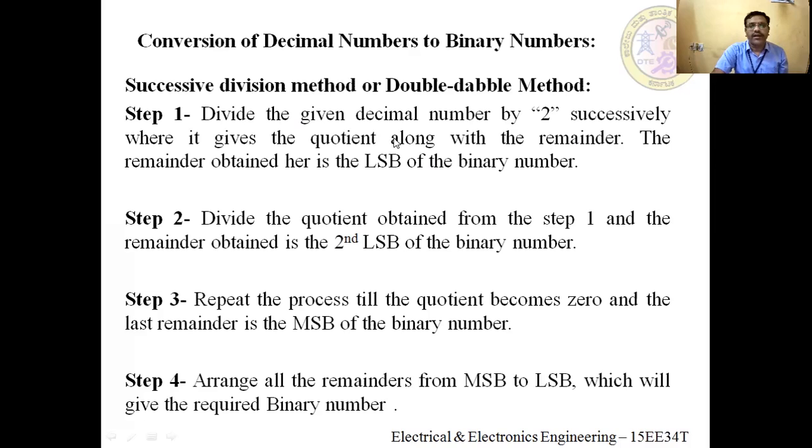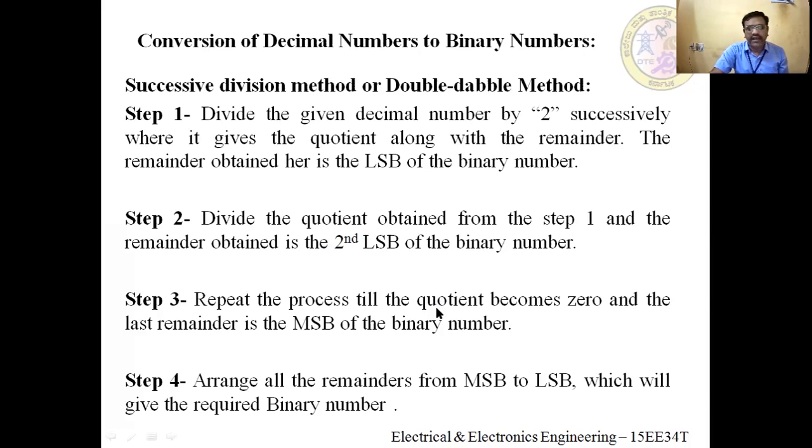Okay, the quotient obtained from step number 1 is taken in step number 2. So divide the quotient obtained from step number 1, and the remainder obtained is the second LSB of the binary number. So here in step number 2, we have to take the quotient obtained in step number 1 and again divide it by 2. Again we get quotient and remainder. The remainder in step number 2 will be the second LSB of the binary number.